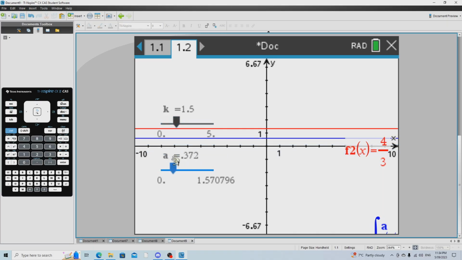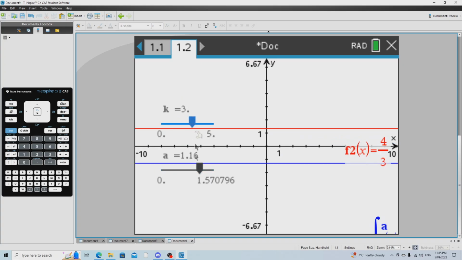still doesn't reach. When k is 2, it reaches. Yeah, so it reaches. Okay, that's good. We can see it touches at some point. What about when k is equal to 2.5? Yeah, so it still doesn't reach. What about k equals 3? K equals 3.5? Or k equals 4.